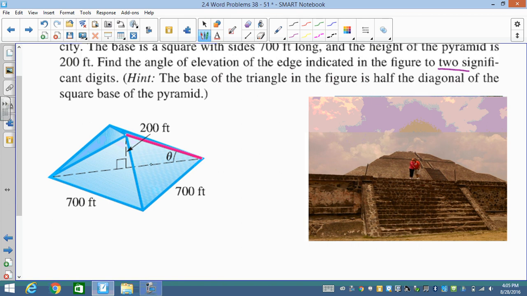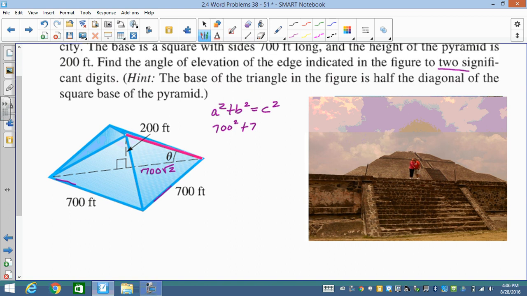We need this length. We already have this length. And actually they're wanting this length, but because we don't know the angle of elevation, we need this length. And they said it's half the diagonal. Well, the diagonal, I'm going to let you know right now, is going to be 700 square root of 2. Why, Miss Harder, you're so quick and so fast. How did you figure that one out? Pythagorean. A squared plus b squared equals c squared. And the triangle I'm looking at is this side, and then the diagonal.